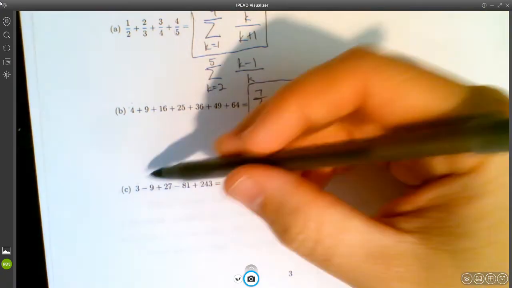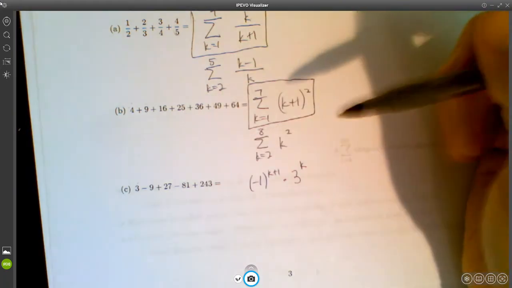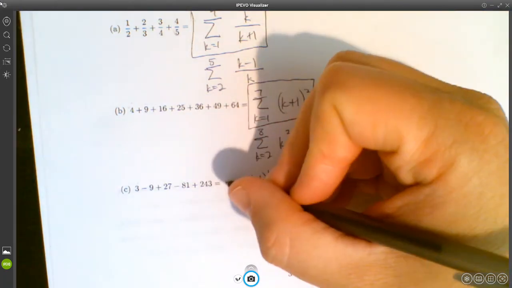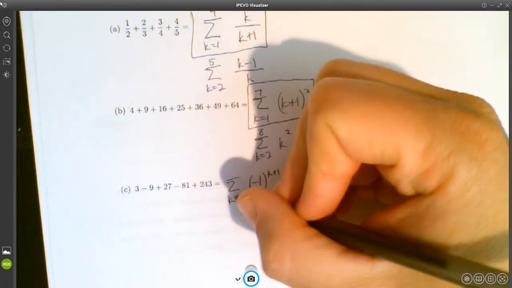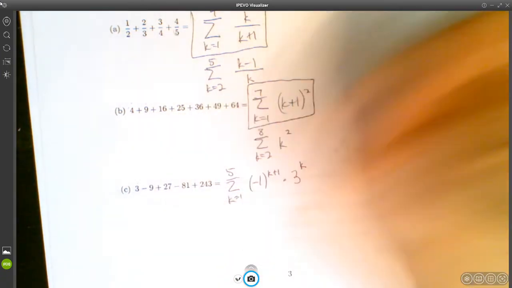When k is 1, I get 3. When k is 2, I get 9. When k is 3, I get 27, and so forth. So that's that. 1, 2, 3, 4, 5. So we're going to stop at 5.